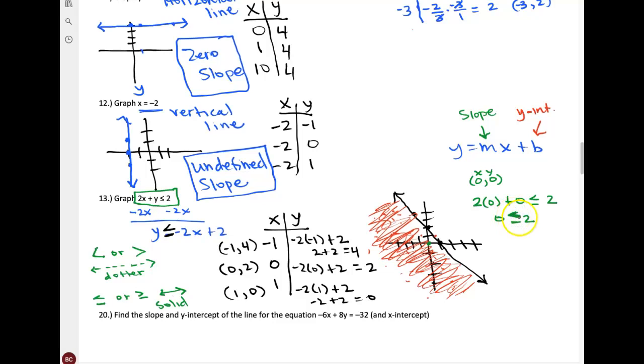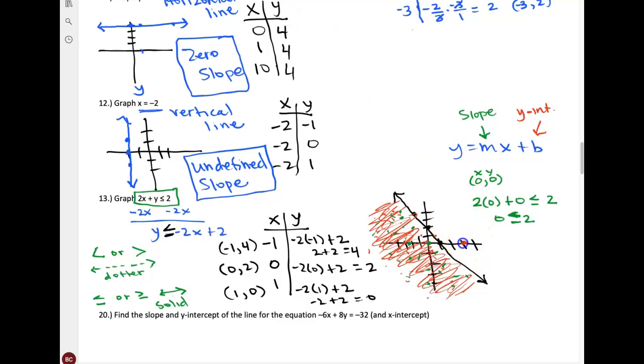And it is, because it's less than 2, right? So that means that point is part of my solution. So that means every point on this side of the line, if we chose any of these, would all work out, right? But let's look and see if I chose a number over here.